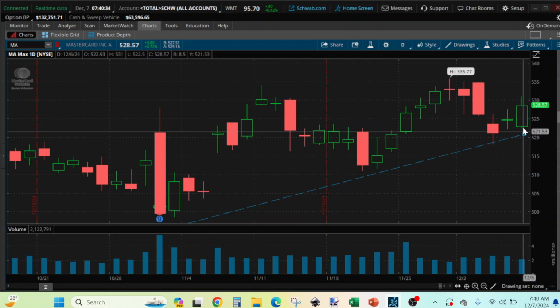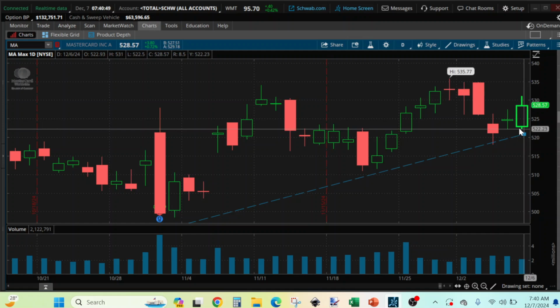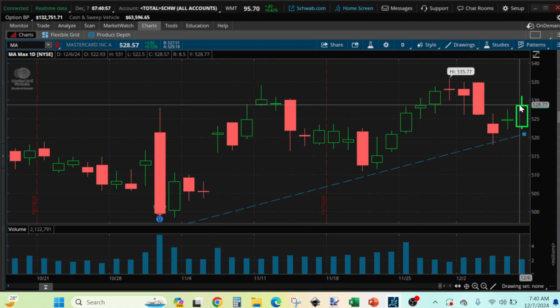And during the day, it went from that low to that high. The tips of the candlesticks tell you the lowest price of the day and the highest price of the day, and the rectangle, since it's a green rectangle, tells you the price it opened in the morning and the price it closed at the end of the day.